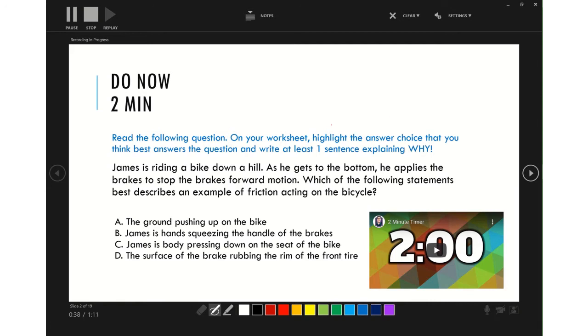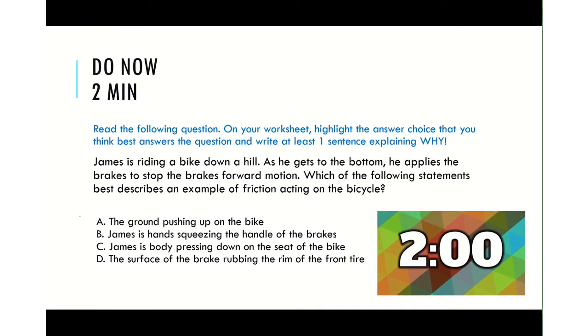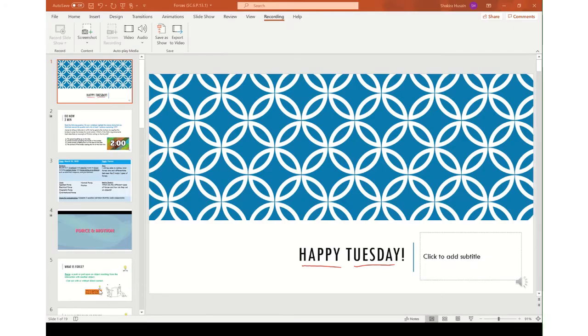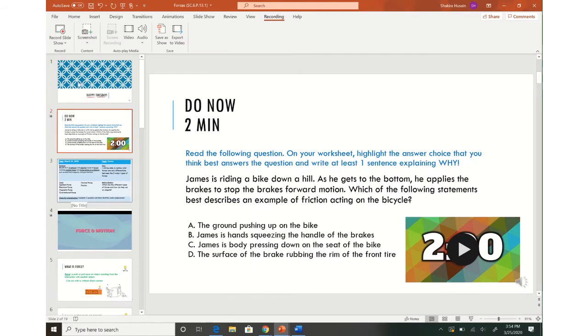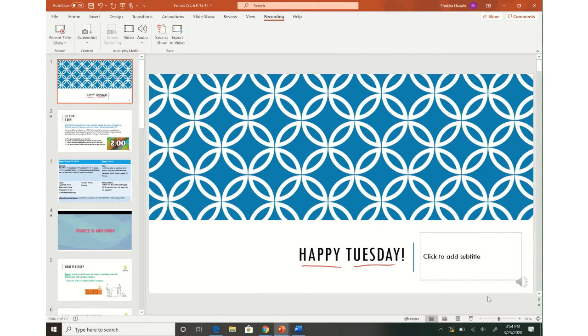Once you are done, go ahead and click stop. And to get out of the screen, I'm going to click on the 3 dots down here and click End Show. Now you notice the 2 slides where I was recording, you're going to see a speaker. This is your audio recording.